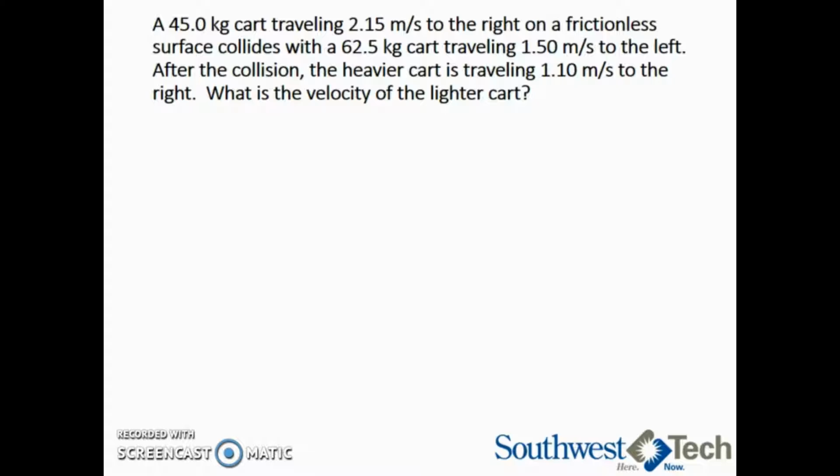The very first thing we want to do with any collision problem is draw a rough sketch of what is going on. First, we are going to define left as negative and right as positive. It will be very important in our calculations that we follow this convention.